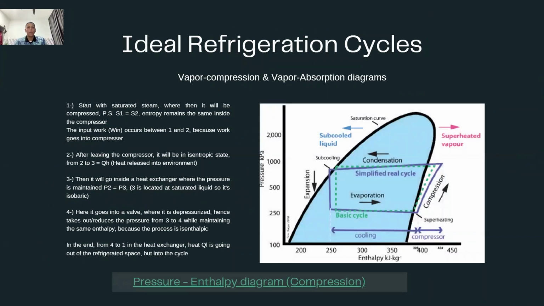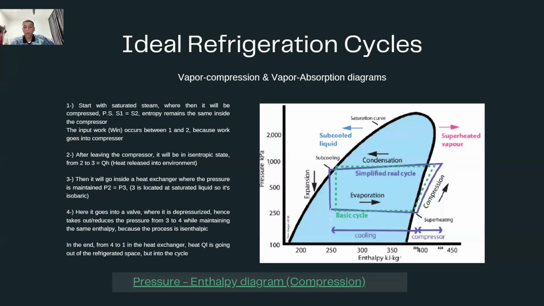All right, so we're going to be explaining the pressure enthalpy diagram. We have 2 ideal refrigeration cycles: the vapor compression, which is the pressure enthalpy, and the vapor absorption, which is the temperature entropy. For the vapor compression, it starts as a saturated steam, as you can see in the superheated vapor, where it is compressed, and the entropy here is constant, and then the work occurs between 1 and 2 because the work goes into the compressor, as we said.